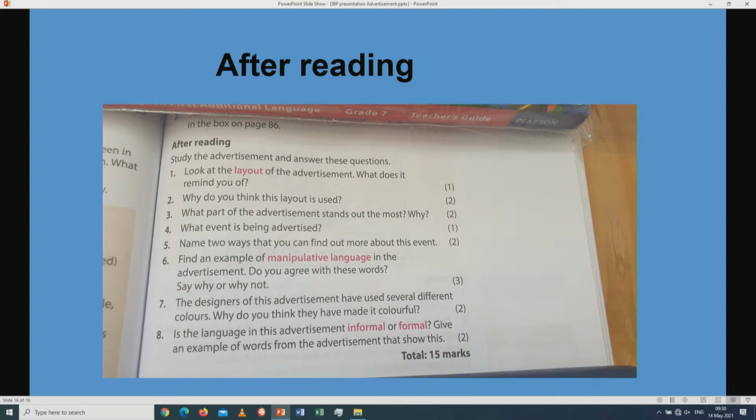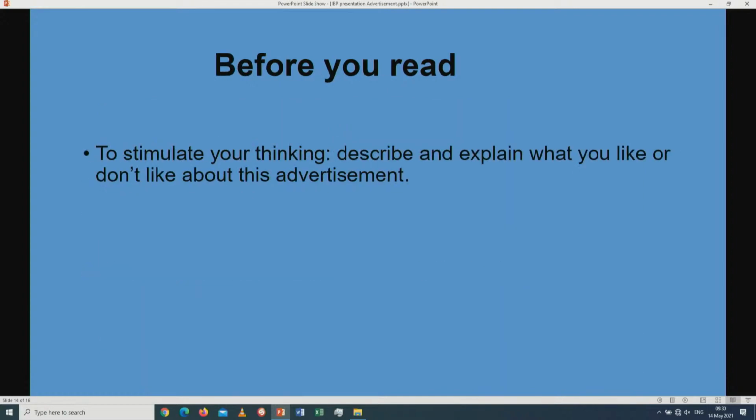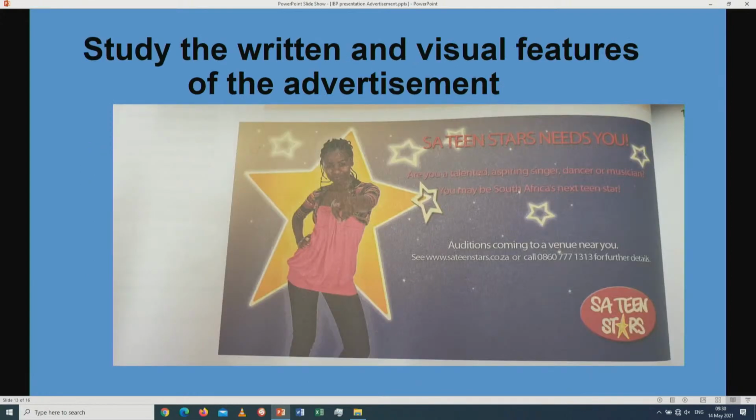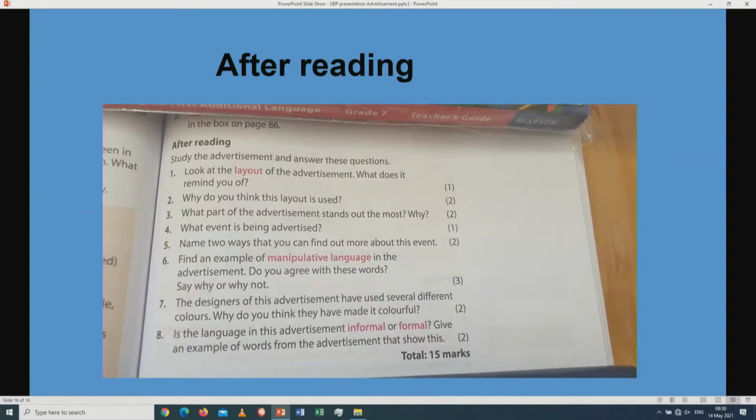Name 2 ways that you can find out more about this event. Let's go back to the advertisement. 2 ways that we can find out more. I can see that you are writing down your answers because the answer is there on the advertisement. And then we go back to the next question. Question number 6.